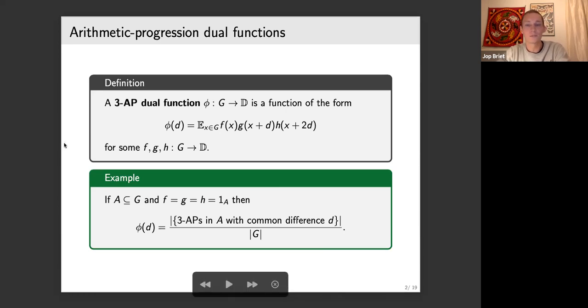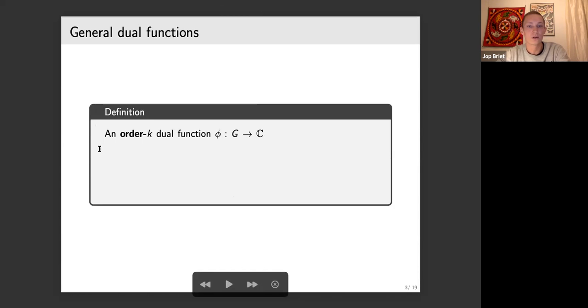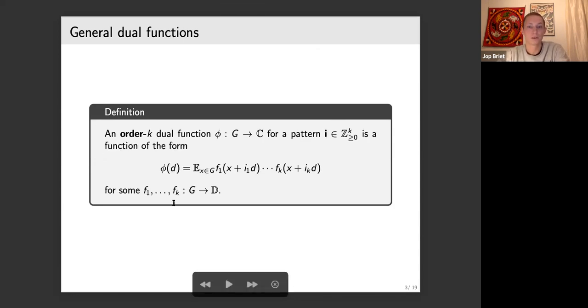Like I said, this is a special case of the type of dual functions I'll consider. The more general ones are given in terms of more general patterns than 3APs. So here's the definition. An order k dual function is given in terms of, first of all, a pattern, that is, a length k integer vector, and k functions, f1 up to fk.